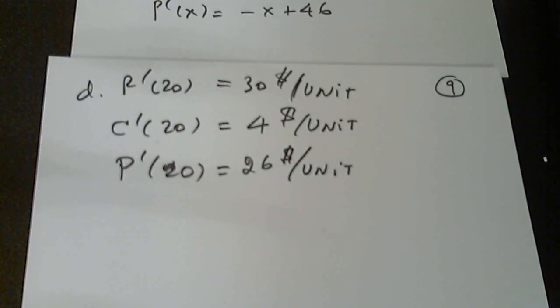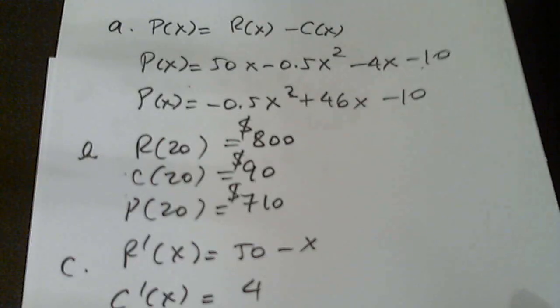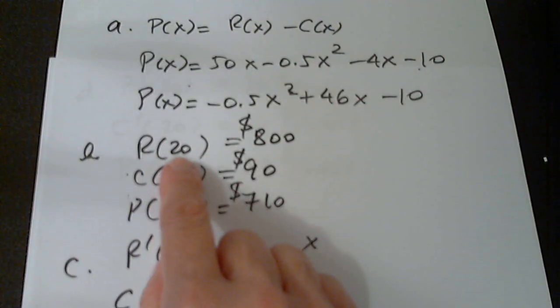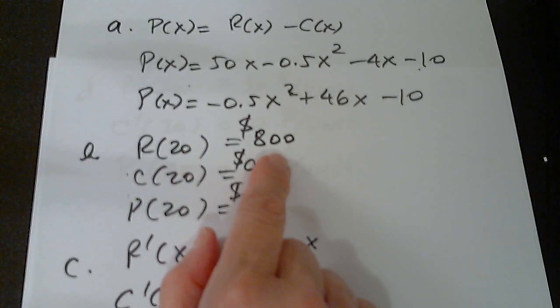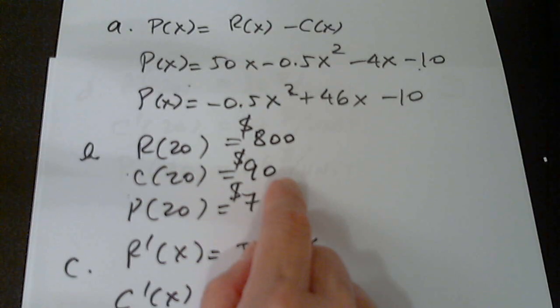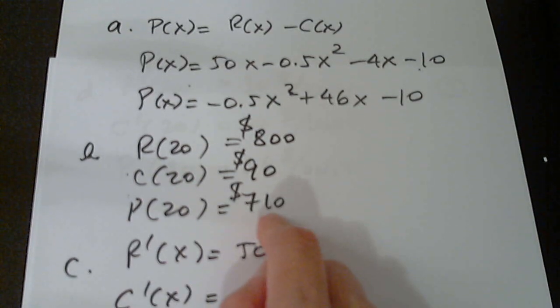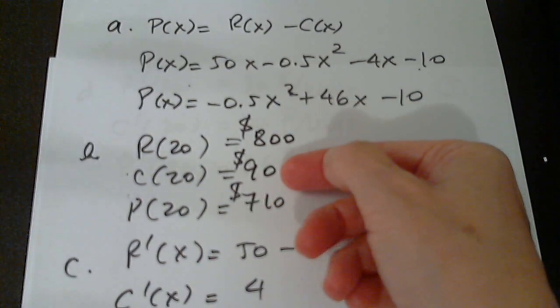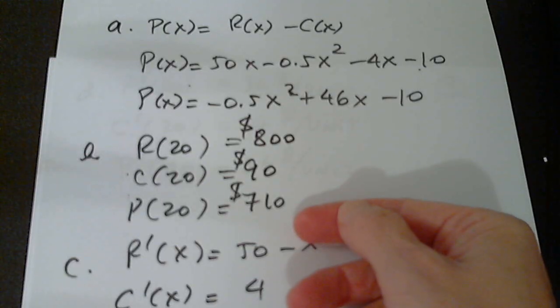So we also have another question here, and it says explain what each quantity in parts B and D represents. Okay, so here the revenue when we manufacture 20 units is this. The cost when we manufacture 20 units is this. The profit is this. From the revenue we subtract the cost and we get a profit.